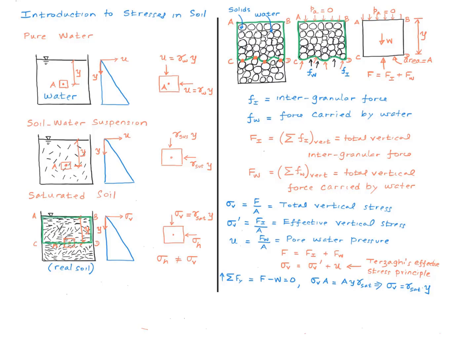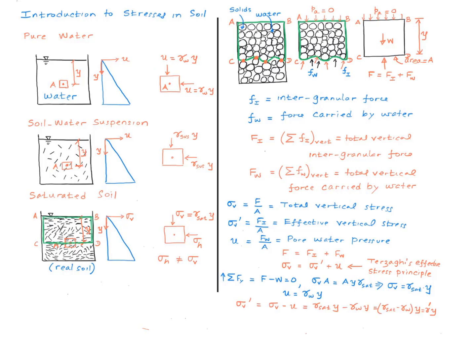Sigma V equals gamma sat times y, and remember that's what I marked over here, right? As long as the pores are connected, which is true in saturated soil, the pore water pressure is still given by the same equation that we had earlier for the system consisting only of water. So utilizing these expressions, we now have a way of calculating sigma V prime. Sigma V prime simplifies to this, gamma prime times y. If you recall, gamma prime is the buoyant density.